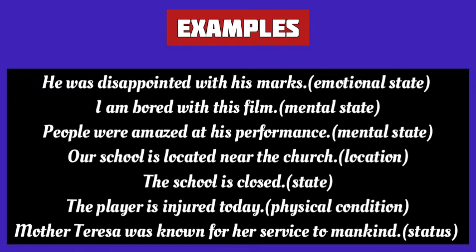In the next example, the passive construction is located points out the location or a permanent situation or condition of our school and no action, so it's an example of stative passive as well. In the next sentence, the school is closed, the passive construction is closed is an example of stative passive because it indicates the state or condition of the school and no action done to it. In the sentence, the player is injured today, the passive construction is injured describes the physical condition of the player and no action, so it's an example of the stative passive voice.